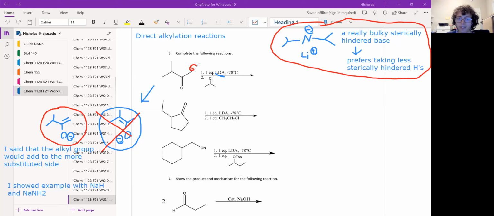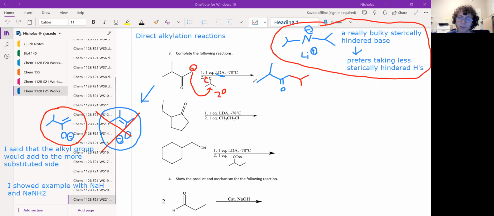So you would have this enolate, and then the rest of the details are the same as I was saying. It is an SN2 process, so look out for tertiary substrates, but this one is secondary, so it works fine. And in the end, we put that isopropyl group on the alpha position.